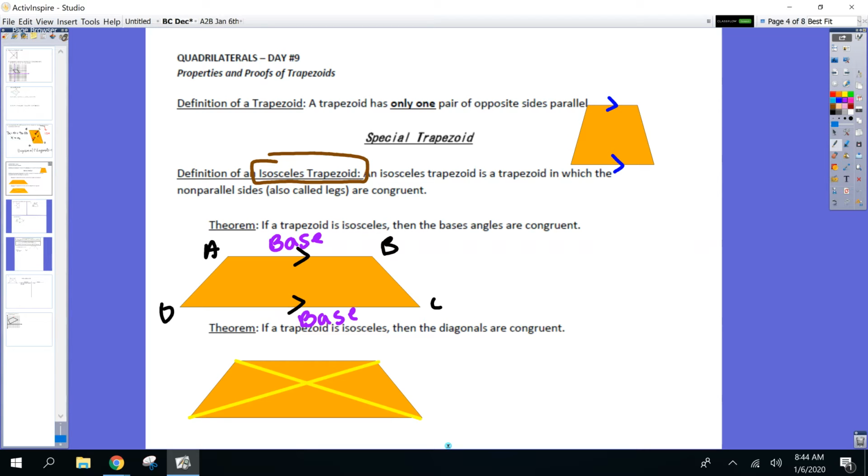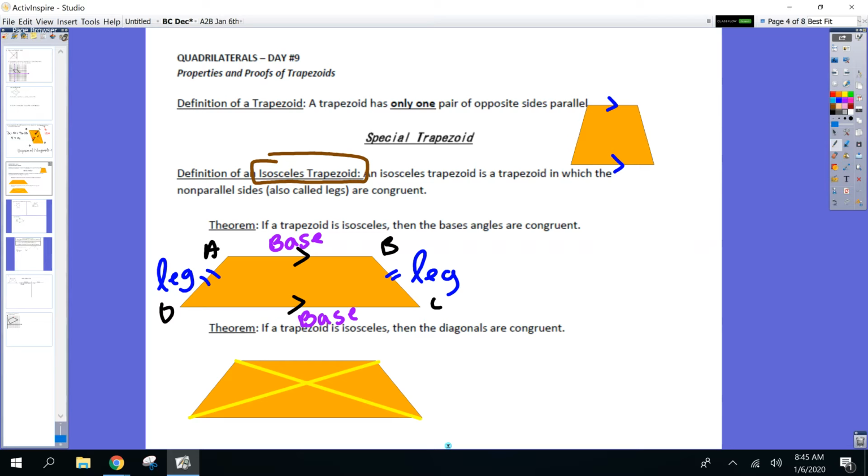And since it's isosceles, what's isosceles mean to you guys? Two sides are congruent, right? For an isosceles triangle, two sides are congruent. So the sides that aren't parallel are congruent. Isosceles trapezoid. The two non-parallel sides, can we stop calling them non-parallel sides and start calling them legs? Those are the legs, the congruent sides. Bases are parallel, legs are congruent.